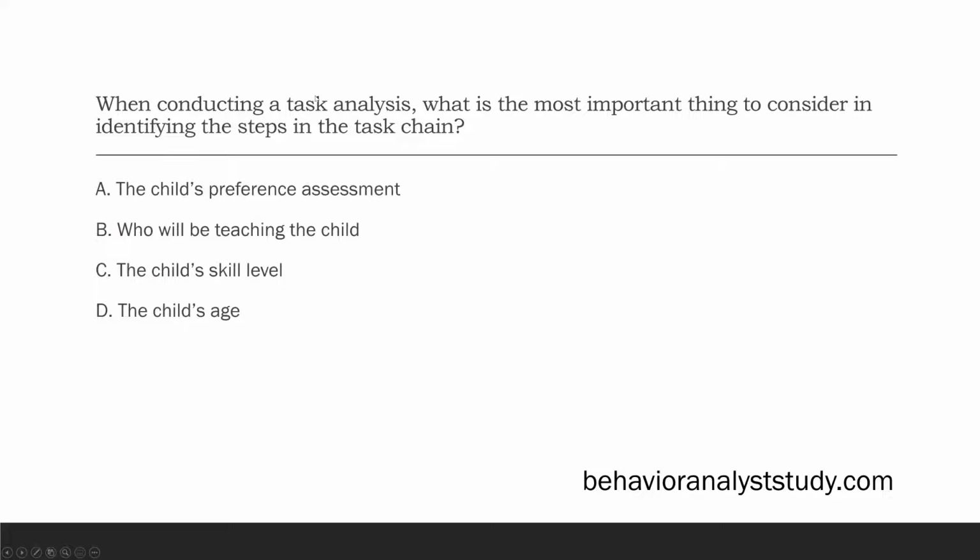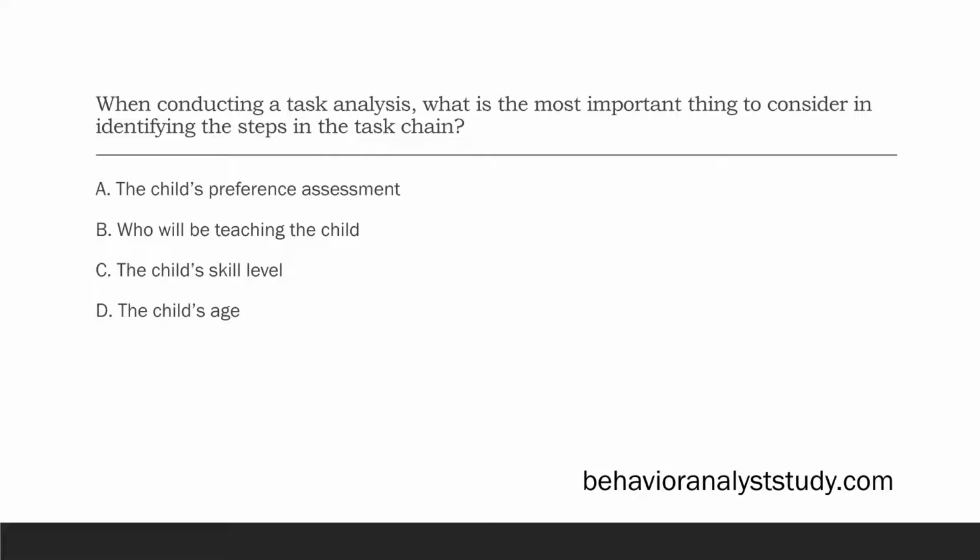When conducting a task analysis, what is the most important thing to consider in identifying the steps in the task chain? All right, easy question. Easy question. Let's not overthink it. Okay, so what are we doing? Conducting a task analysis. We're breaking down a task, multiple steps, trying to establish steps we're going to teach, make a chain, and then decide how we're going to teach that chain. So when we're doing that, what is the most important thing to consider when choosing the steps?